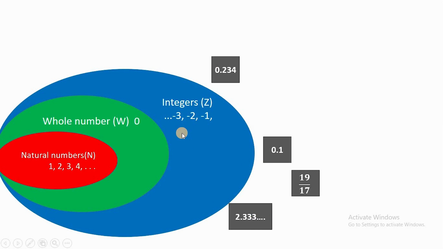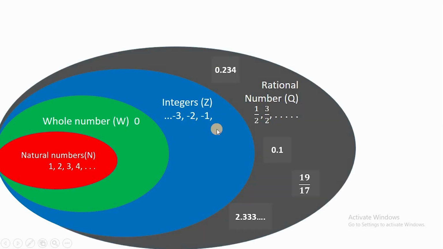Therefore, we need a new group of numbers that we call rational numbers, denoted by the capital letter Q. We defined the rational number in class 8: it is a number which can be expressed in the form P by Q, where P and Q are integers and Q is not equal to 0. In the case of 1 by 2, P is 1 and Q is 2, and 2 is not equal to 0. Therefore, 1 by 2 is a rational number.